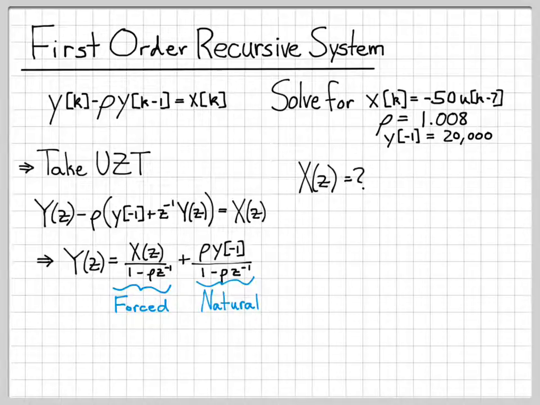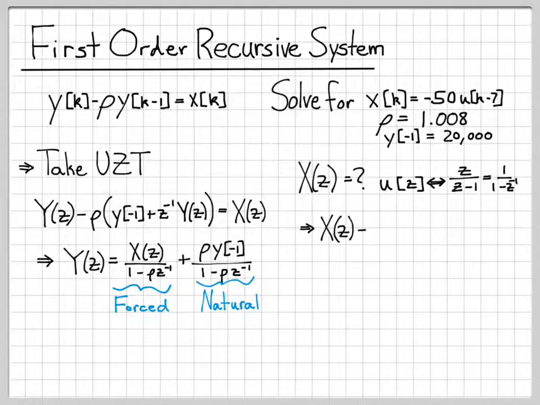Now we actually know what X of z is equal to. We don't know what it is yet, but given x of k right here, we can actually go ahead and solve for what X of z is equal to and then plug it into this equation. So if we go to our table, we can know that the unit step is equal to z over z minus 1, which is equivalent to 1 over 1 minus z inverse. My x of k isn't equal to a unit step, but it's equal to a scalar times a time-delayed version of a unit step.